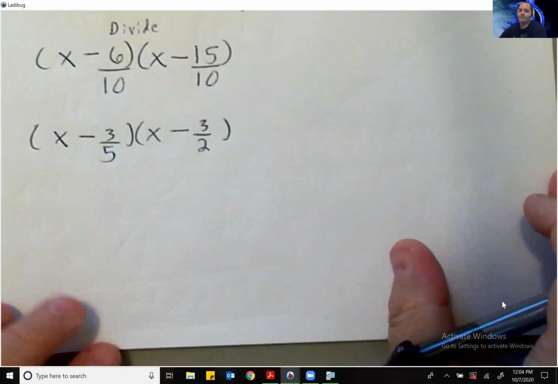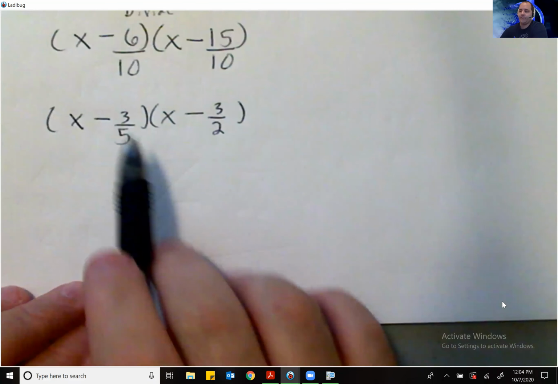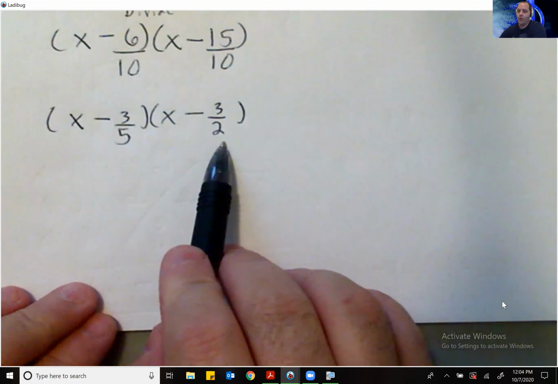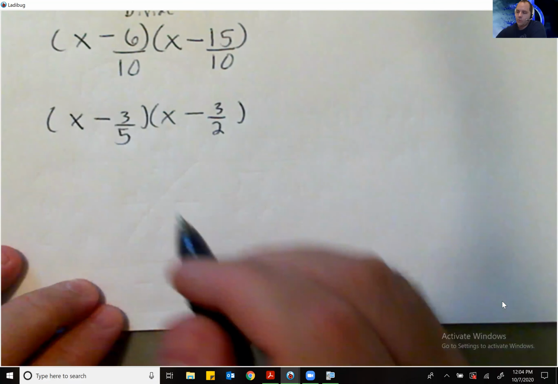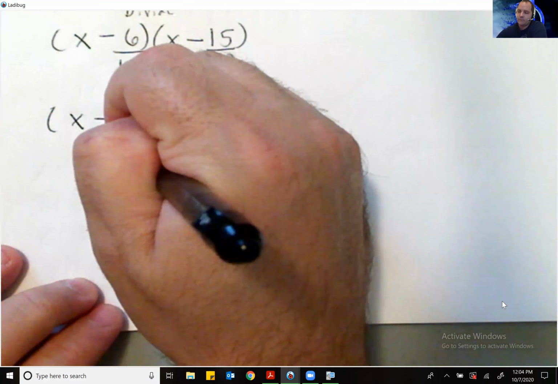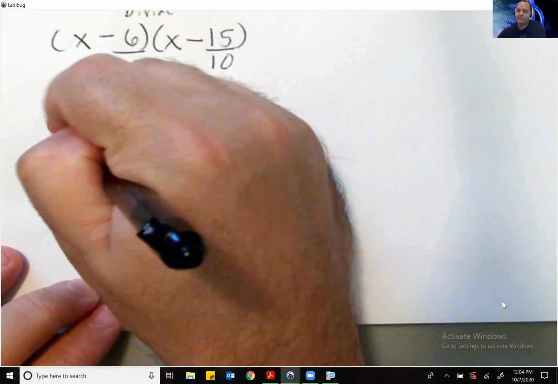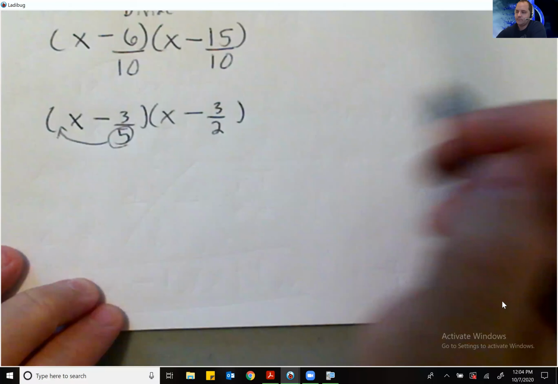All right. And since these are still fractions, you're going to do one more slide. We're going to take our denominators here, and we're going to shift them in front of the x.